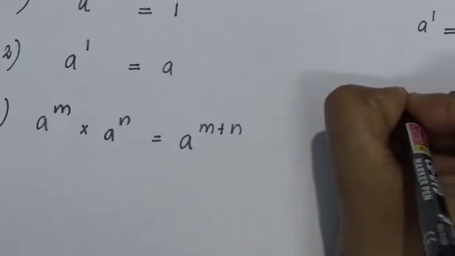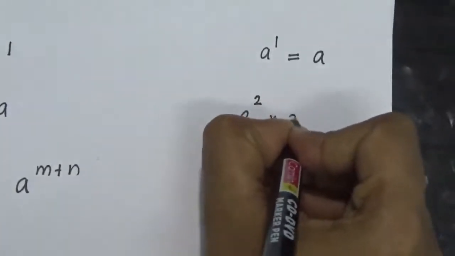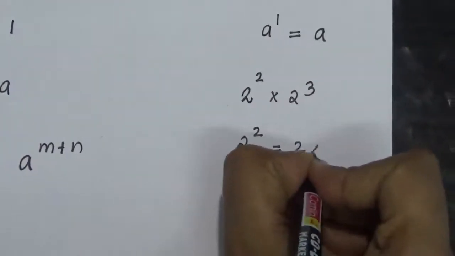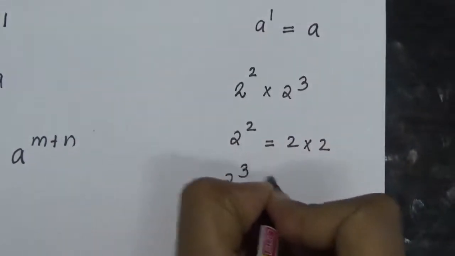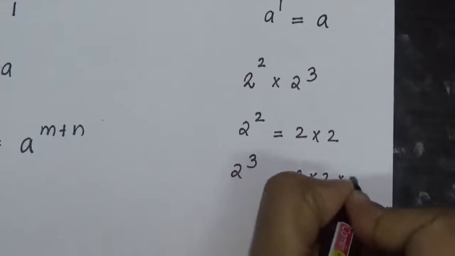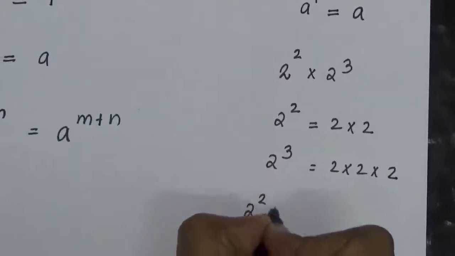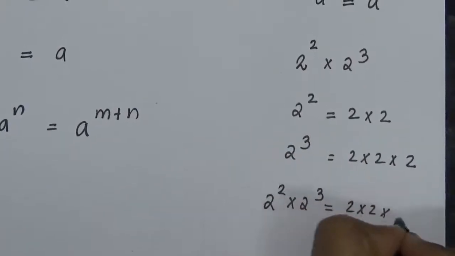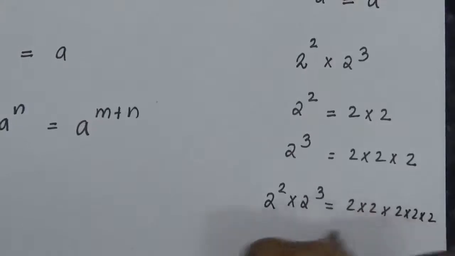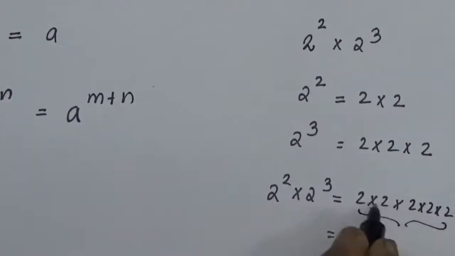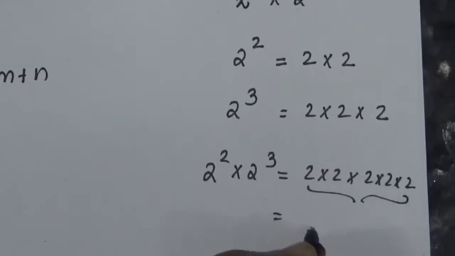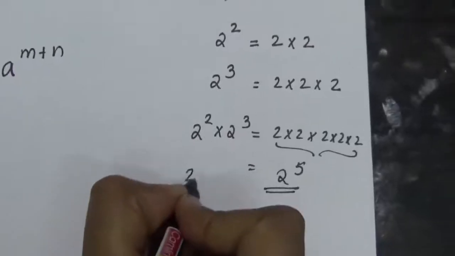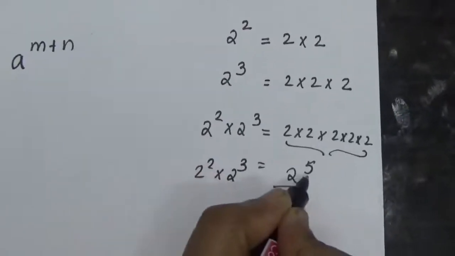For example, suppose we need to find 2 square into 2 cube. We know that 2 square is equal to 2 into 2, and 2 cube is equal to 2 into 2 into 2. So how will you write 2 square into 2 cube? 2 into 2, that is 2 square, into 2 raised to 3, which is 2 into 2 into 2. Here you can see that 2 is multiplied 5 times, so we get 2 raised to 5. So 2 square into 2 cube is equal to 2 raised to 5.